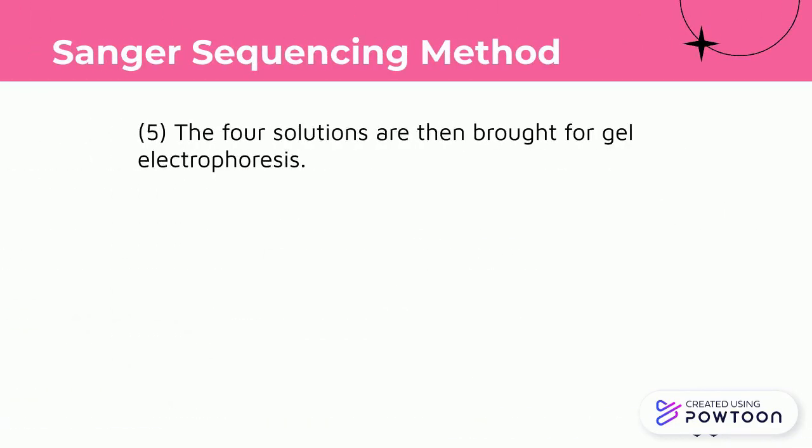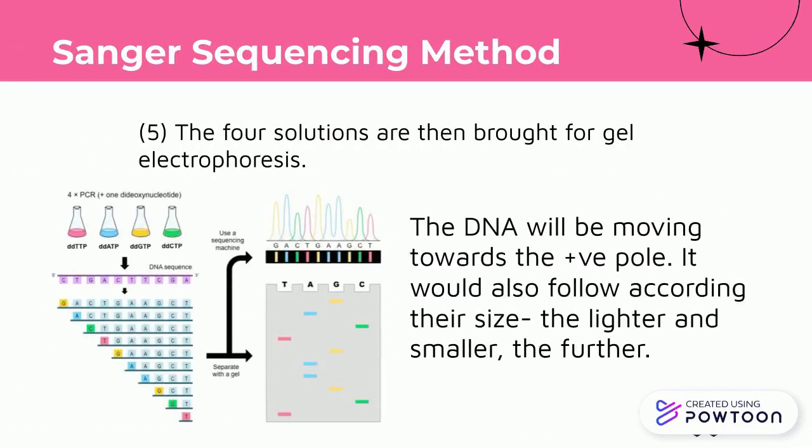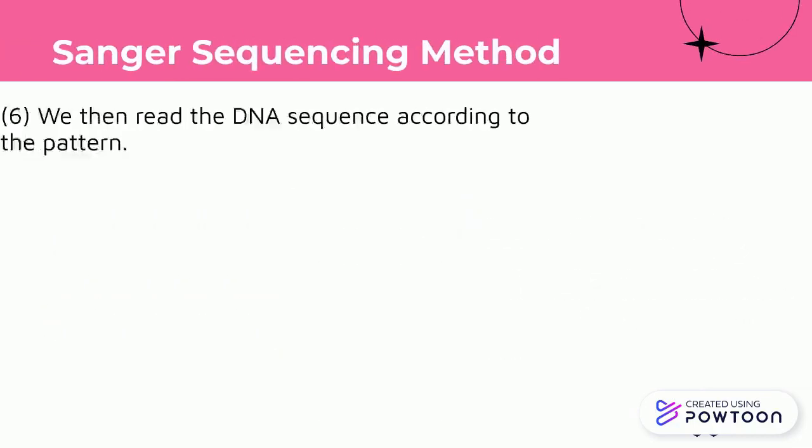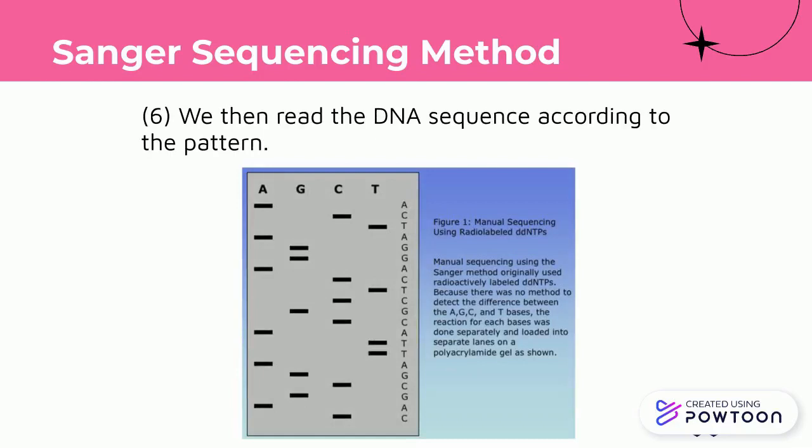The 4 solutions are then brought for gel electrophoresis, and the DNA will be moving towards the positive pole. It will also follow their size: the lighter, the smaller, the further. We then read the DNA sequence according to the pattern from the bottom.